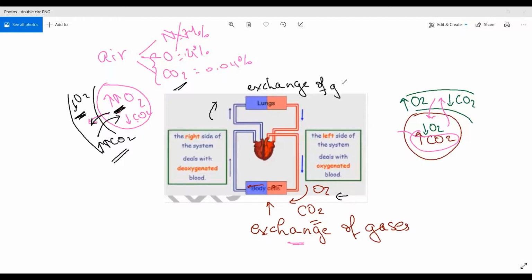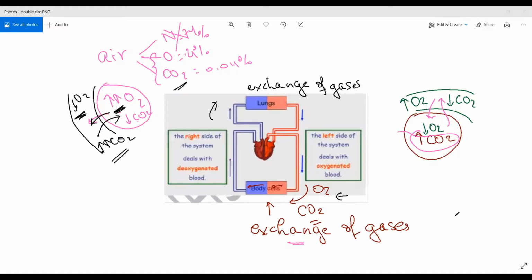That's why I told you that the aim of the circulatory system is to exchange gases as well, not only to carry the gases and nutrients or wastes. No, it also helps the exchange of gases by this difference in concentration of the gases in the blood and in the different parts of the lungs and in the cells. This is what is meant by the double circulation.